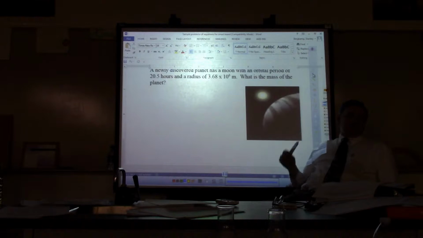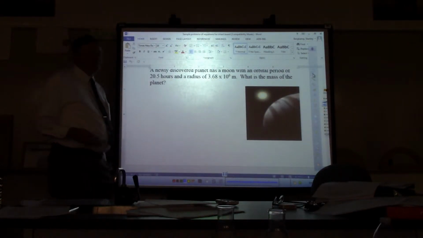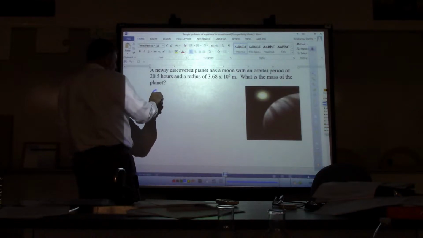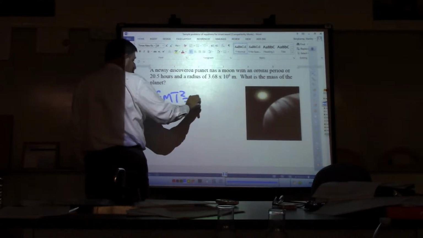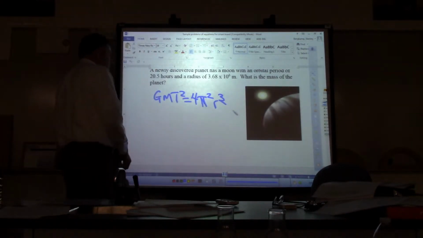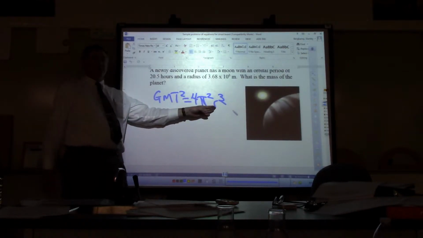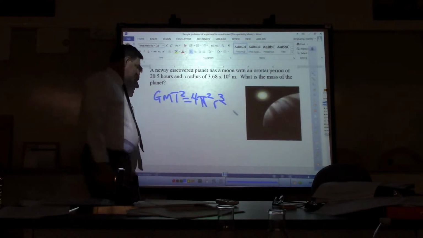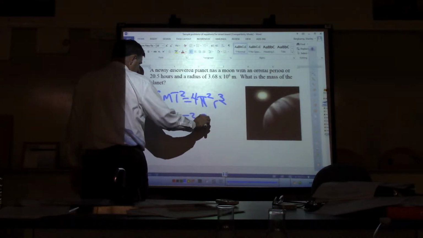So what equation am I going to use to start with? The Swiss Army knife? That big one that involves T: T squared equals 4 pi squared r cubed over GM. I know what G is, I know what T is, I know what r is. What's the only thing I don't know? The mass of the planet.